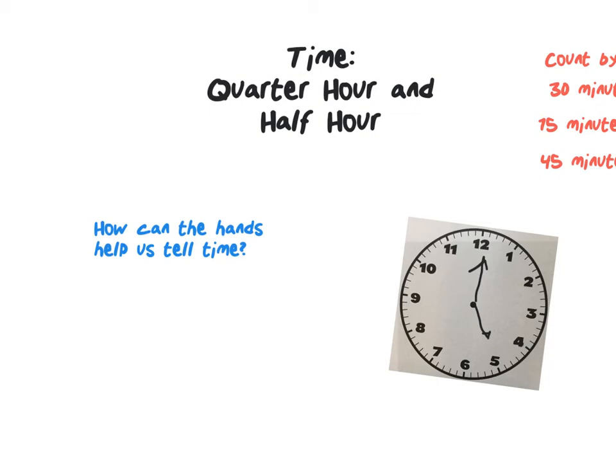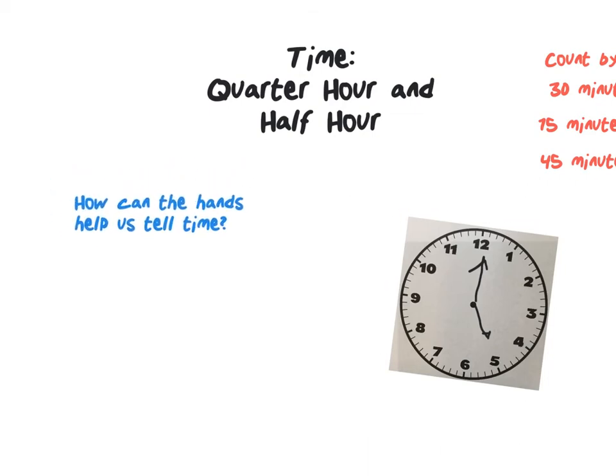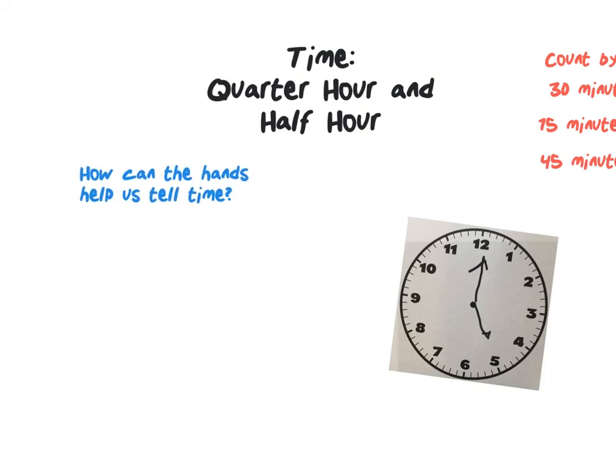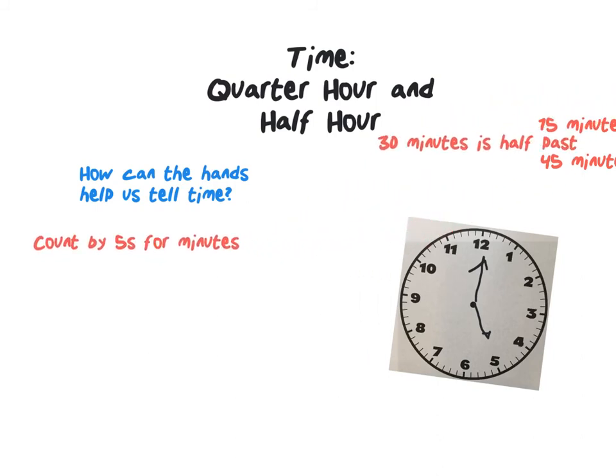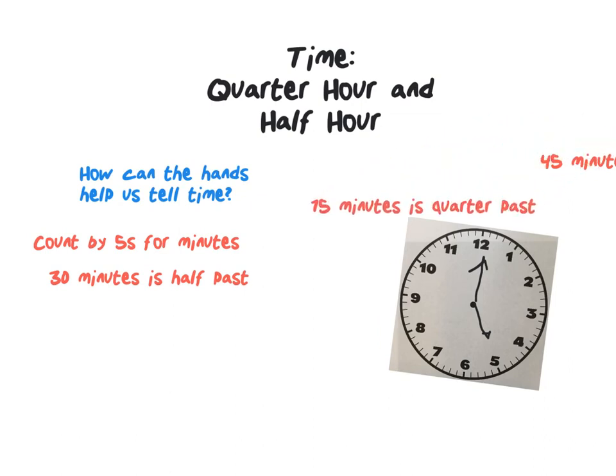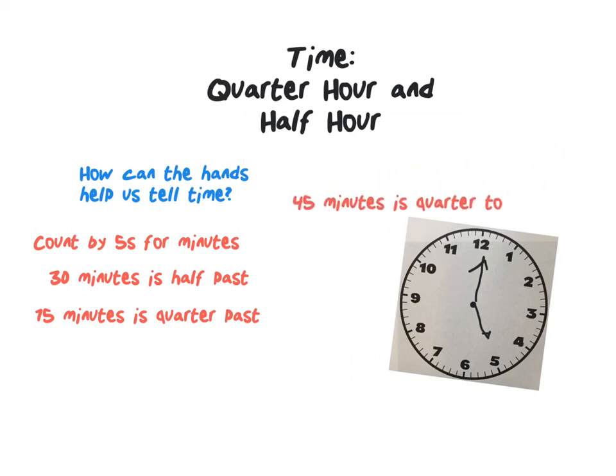But can you answer our question? How can the hands help us tell time? Today we learned that we can count by fives for the minutes on the clock. We learned that 30 minutes is half past the hour. We learned that 15 minutes is a quarter past the hour. And 45 minutes is a quarter to the next hour.